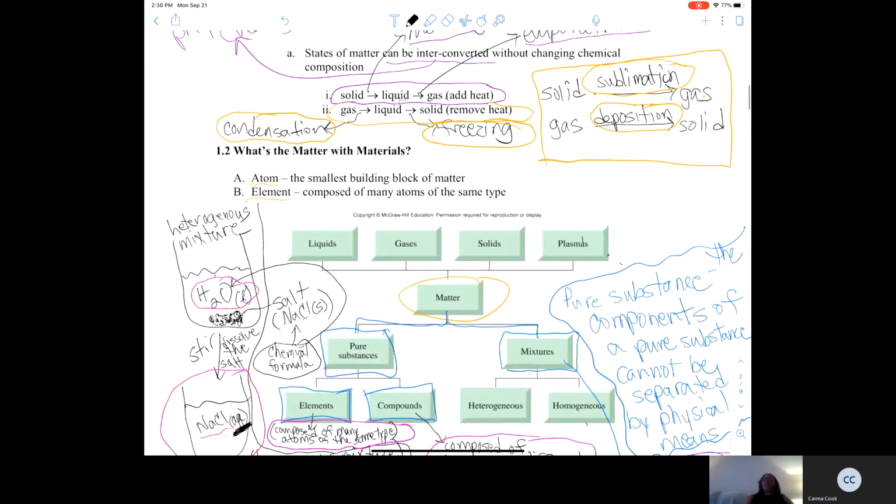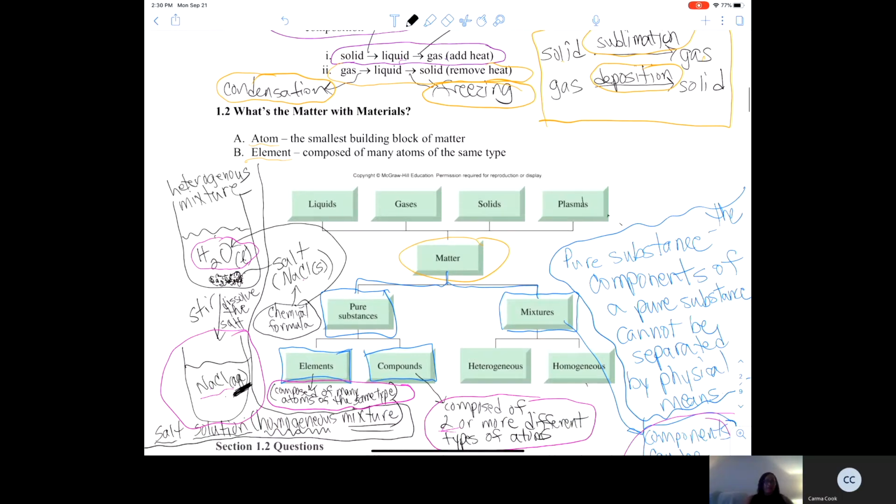And we all know that we can convert between solid, liquid, and gas states. You can go from a solid to a liquid to a gas by adding heat. You can go in the opposite direction from a gas to a liquid to a solid by removing heat.